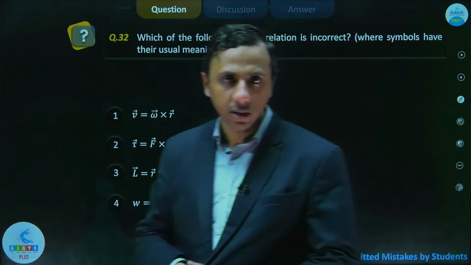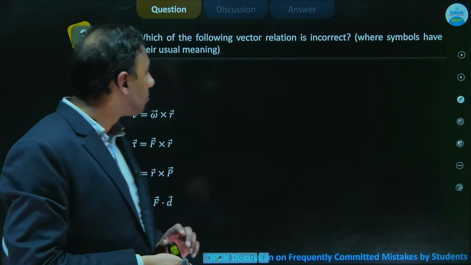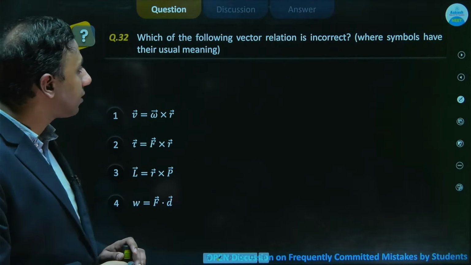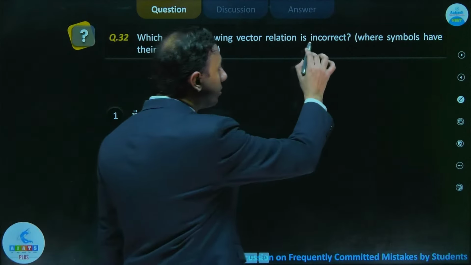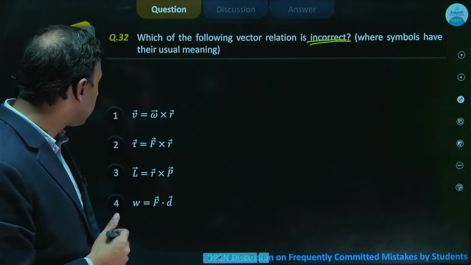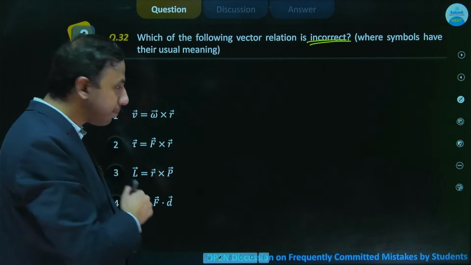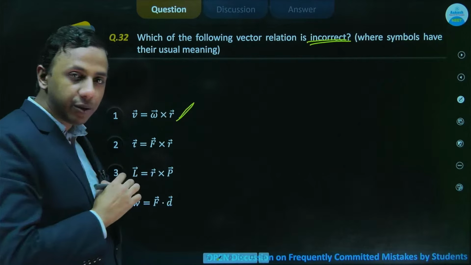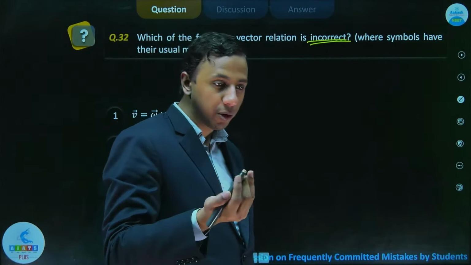32 is a very simple question. You have to remember the formula. Which of the following vector relation is incorrect? Which of the following is incorrect? देखिए, see the first expression. This is perfectly true. V is equal to omega cross r. If you want, we can check also.